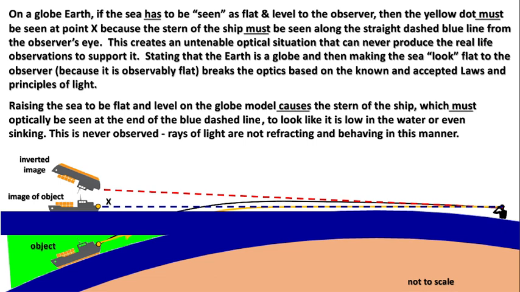Stating that the Earth is a globe and then making the sea look flat to the observer, because it is observably flat, breaks the optics based on the known and accepted laws and principles of light. Raising the sea to be flat and level on the globe model causes the stern of the ship, which must optically be seen at the end of the blue dashed line, to look like it is low in the water or even sinking. This is never observed. Rays of light are not refracting and behaving in this manner.